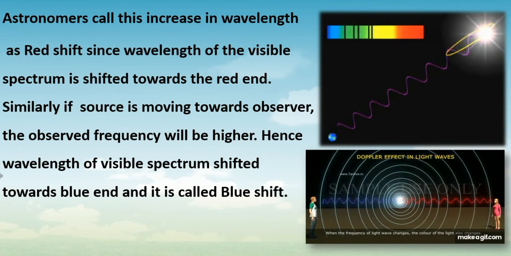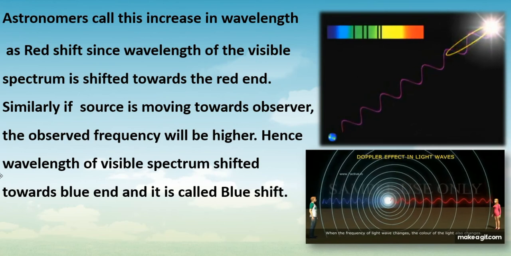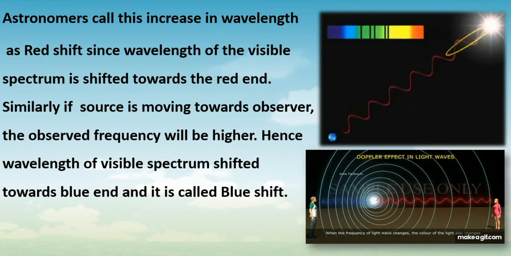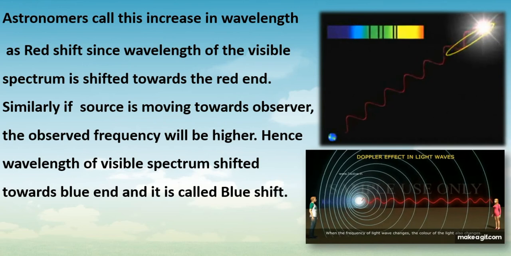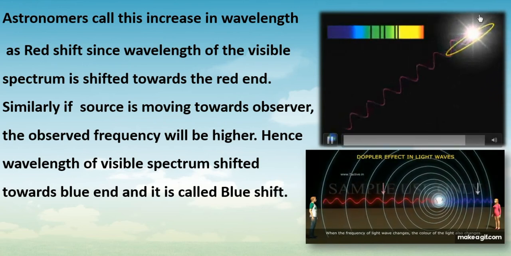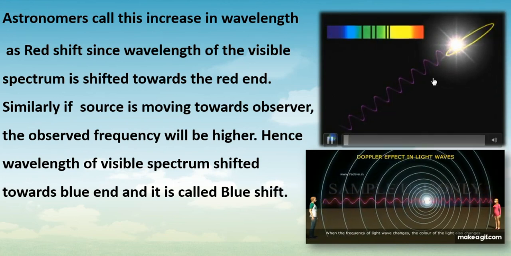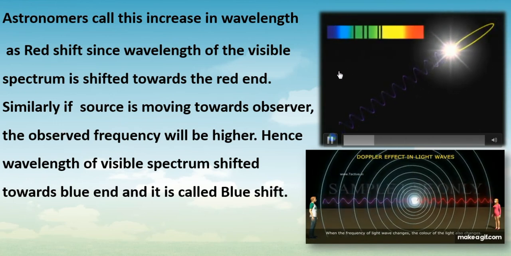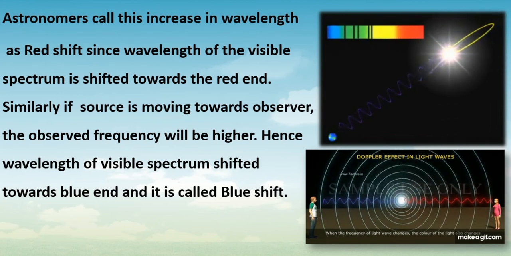Similarly, if the source is moving towards the observer, then the observed frequency will be higher. Hence, the wavelength of the visible spectrum is shifted towards the blue end. So it is called a blueshift. You can see this object is moving away, so it is a redshift, and when it is moving towards us, it is called a blueshift. So this is how Edwin Hubble applied the Doppler effect.